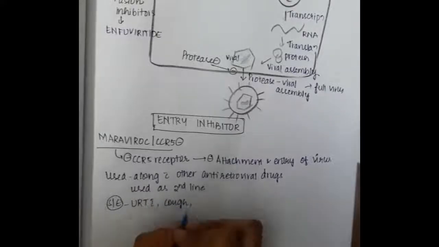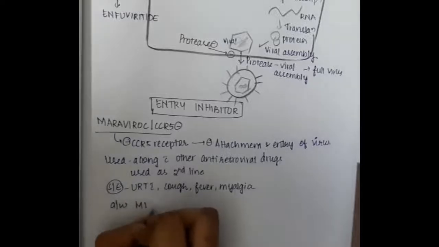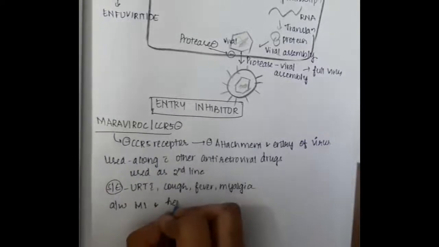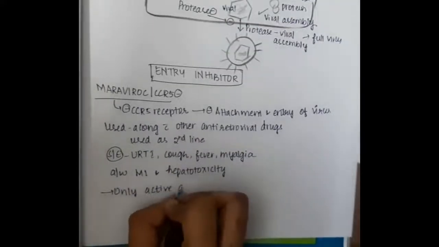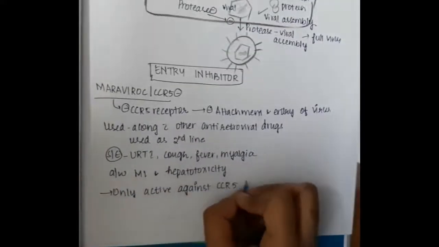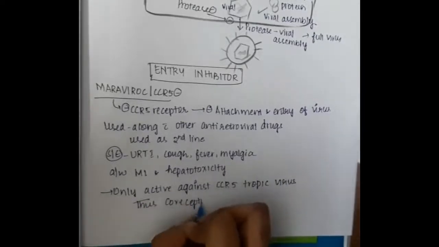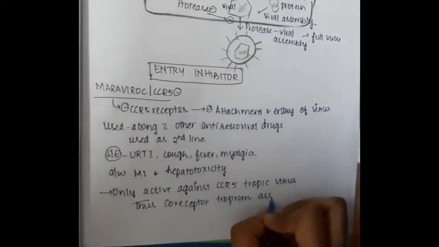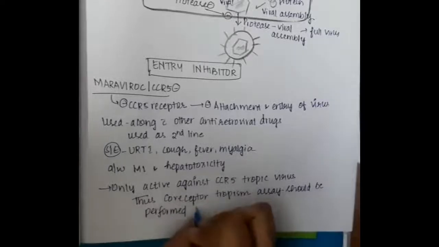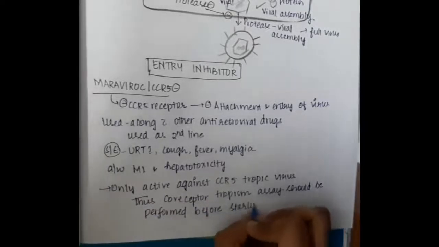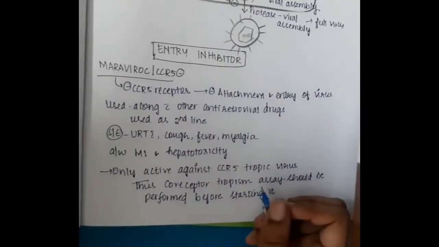If we look at the side effects of Maraviroc, they can include upper respiratory tract infections, cough, fever, myalgia. It is also associated with myocardial infarction and hepatotoxicity. Maraviroc is the only active drug against CCR5 tropic virus. Thus, a co-receptor tropism assay should be performed before starting the drug, always and always, because it is active against this CCR5 tropic virus.